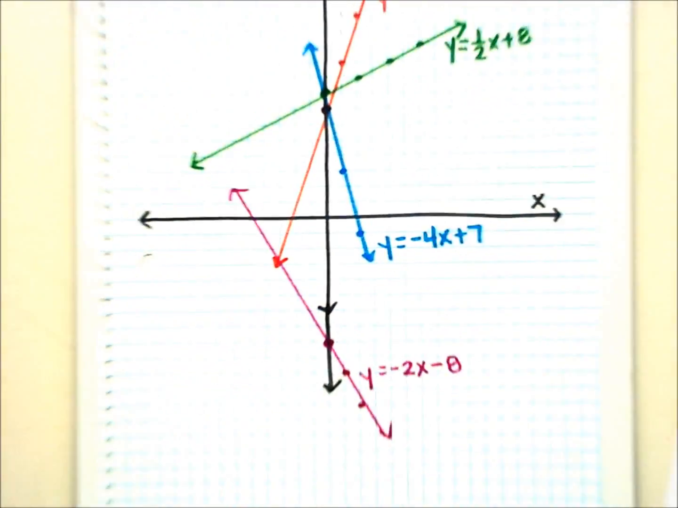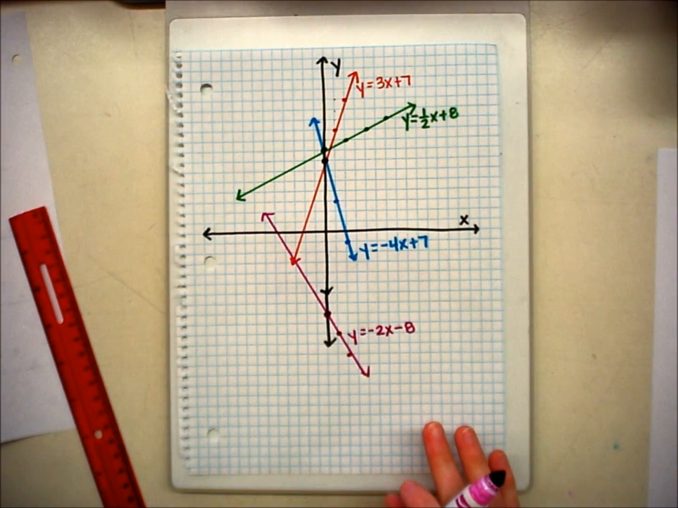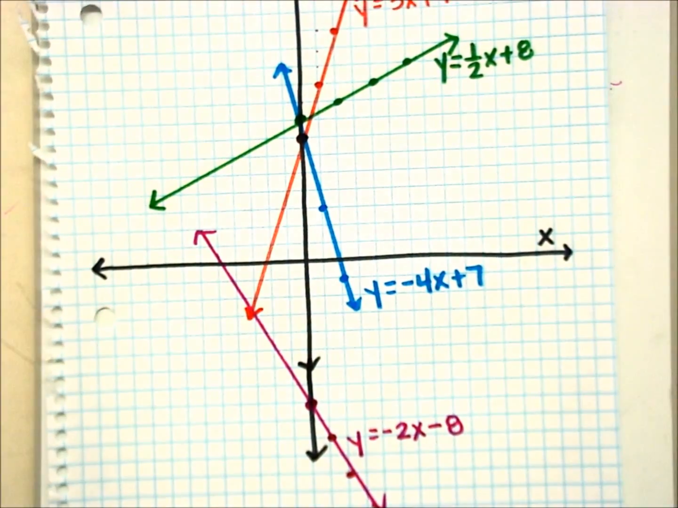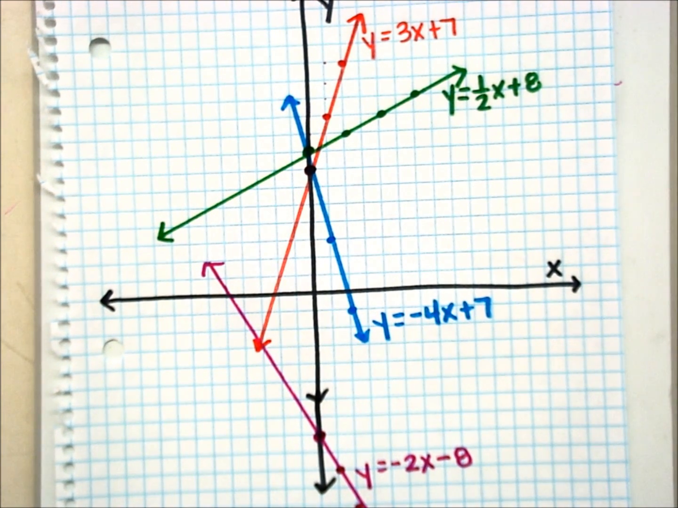So the full view of my grid looks like this. And that's how you graph a line that is written in slope-intercept form.